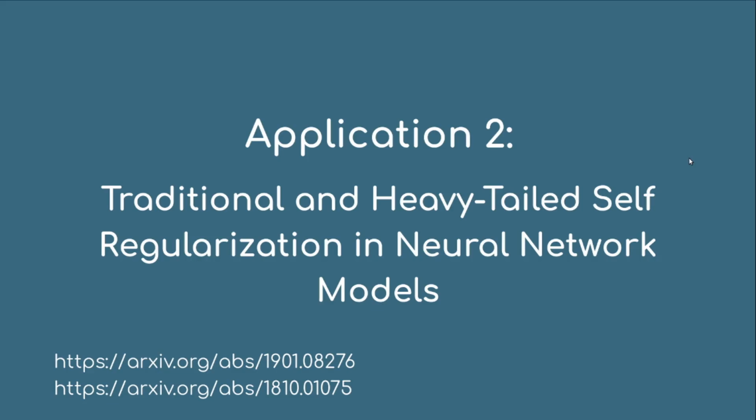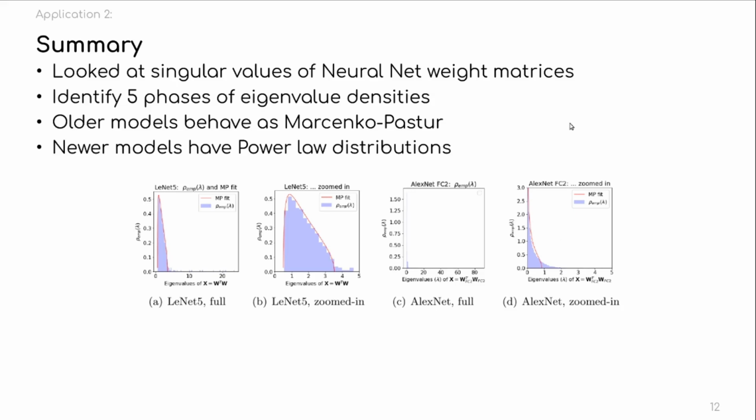So yeah, that one was short, but the second application I thought was much more interesting. It was traditional heavy-tailed self-regularization in neural network models. There it was this paper, which is basically the short version of the second one, which gives a lot more details, but even the short one was very interesting. What these guys did, they looked at not the Hessian, but the singular values of neural network weight matrices. And as mentioned in the beginning, this would be a good thing to apply Wishart matrices and Marchenko-Pastur distributions to.